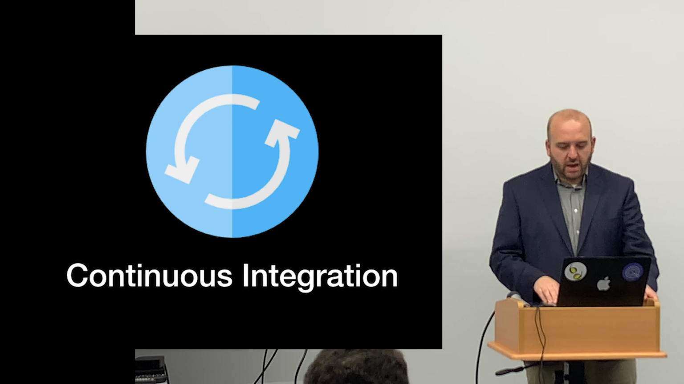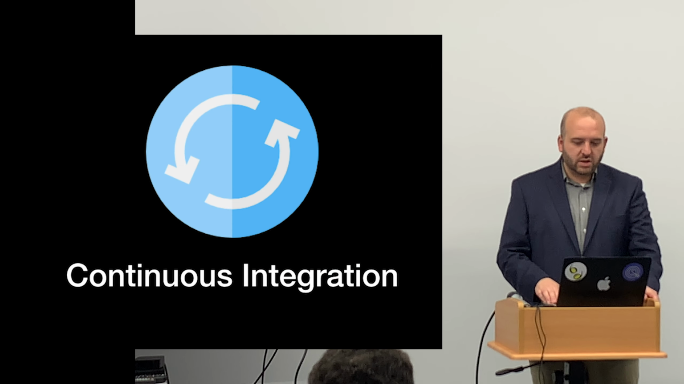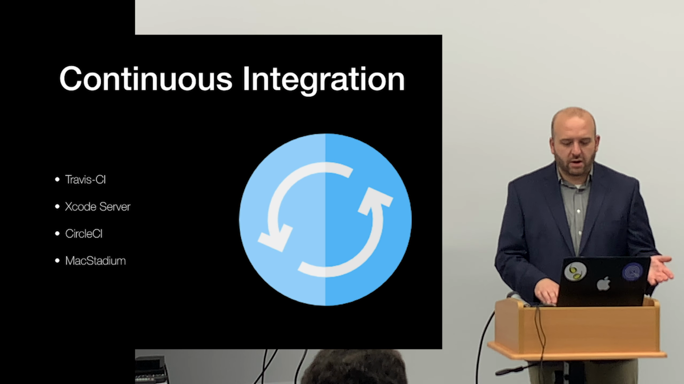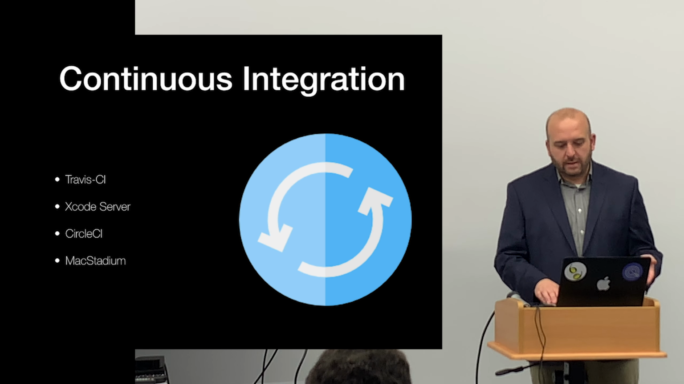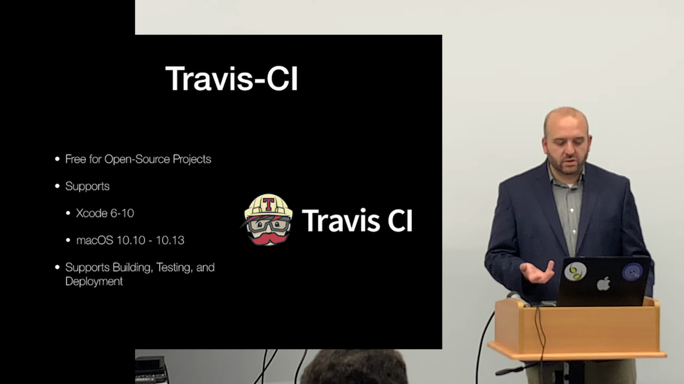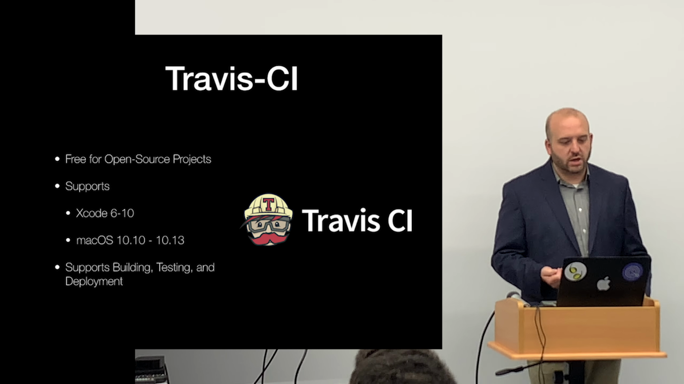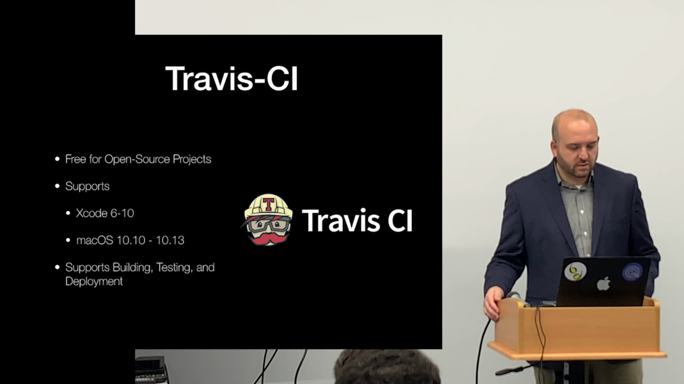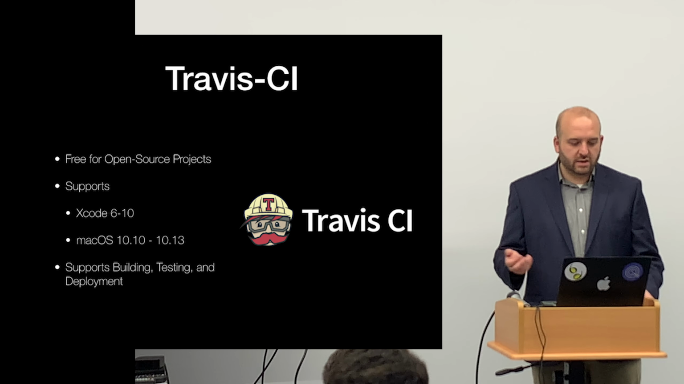The other thing I did was I set up continuous integration using Travis CI. There's a lot of ways you can do it, but today I want to specifically talk about Travis because in a lot of ways it's free for open source, and in this case it's an open source project. It supports a lot of versions of Xcode and macOS, and also supports building, testing, and deployment.